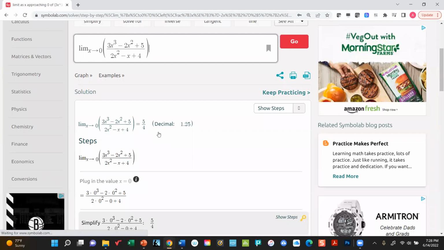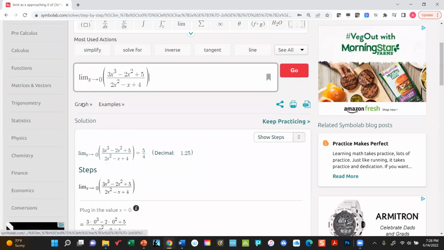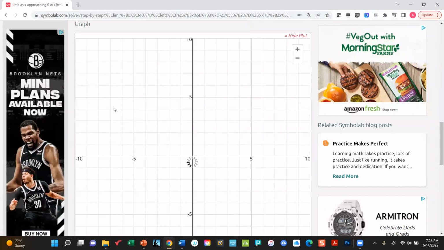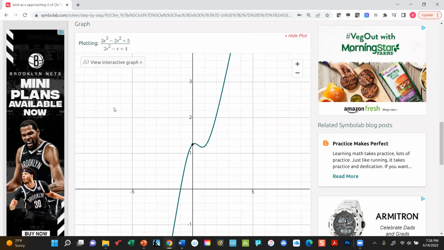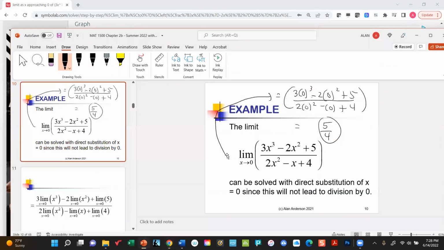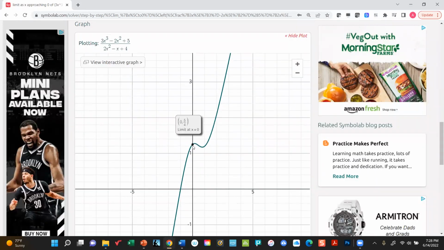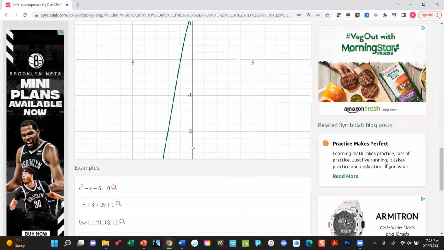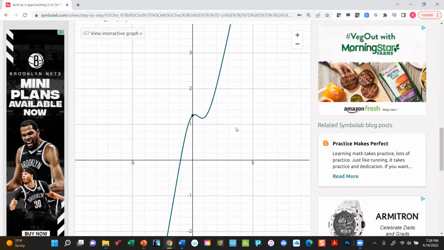So, of course, we got the same result, and they're telling us here that you just can plug in the 0 and you'll get that answer. Let's take a look at the graph, though. Now that's interesting. So it looks like there is no point where it has division by 0. So there's our limit that we just calculated. When x equals 0, the limit is 5/4. That's this point. And you can see it's a cubic function because of the way it curves.